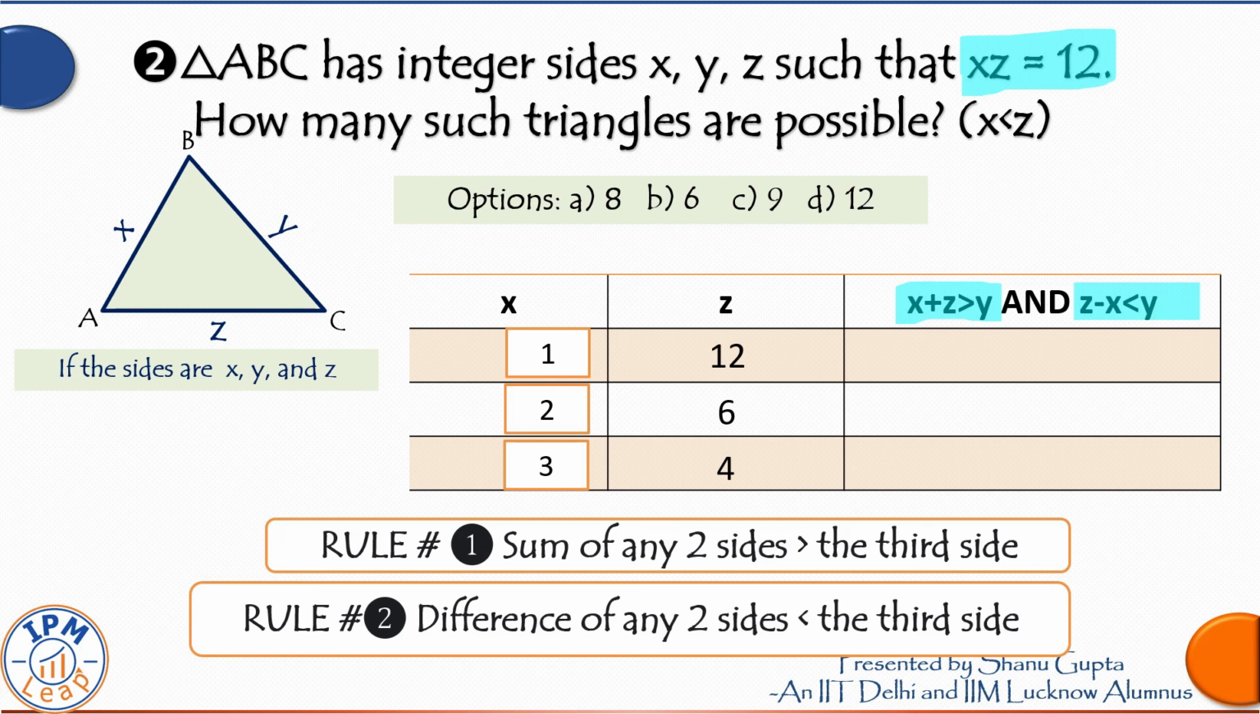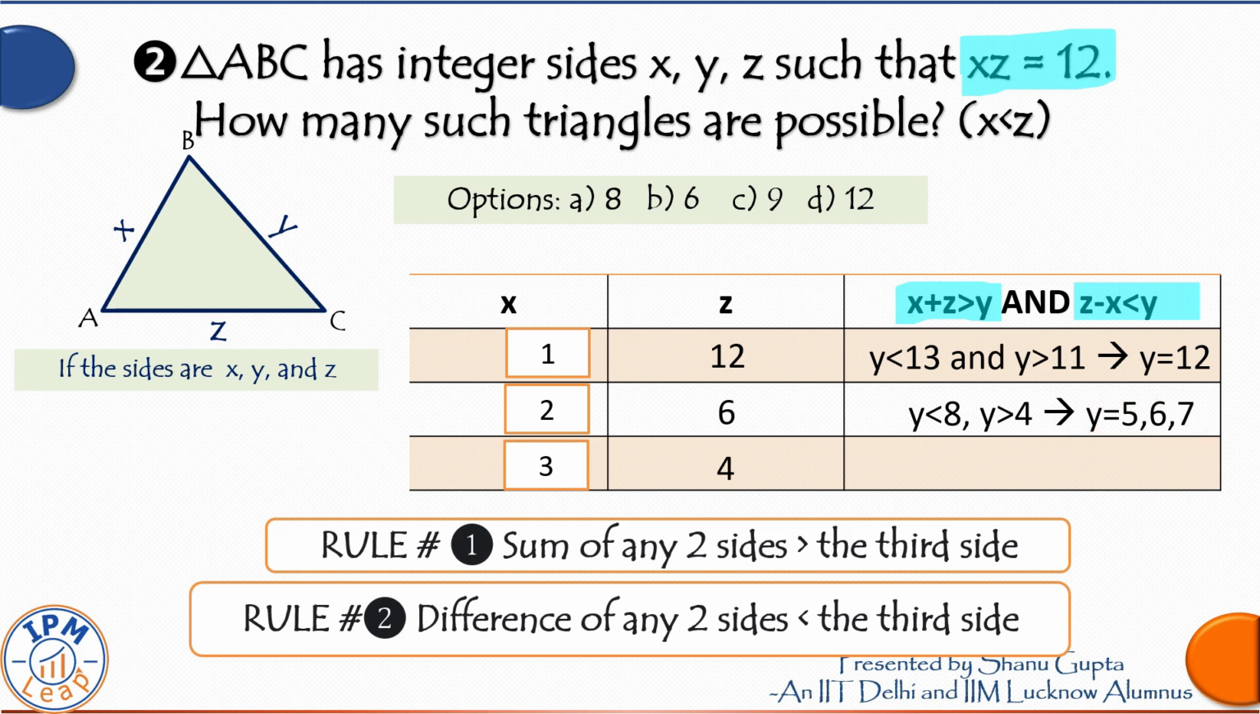So for x is equal to 1 and z is equal to 12, these rules translate into y less than 13, at the same time y is greater than 11, which means the only possible value y can take is 12. For x is equal to 2 and z is equal to 6, these rules translate into y less than 8 and y greater than 4, which means y can take values 5, 6 and 7.